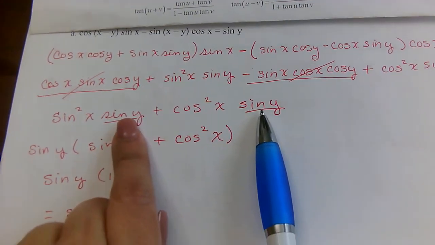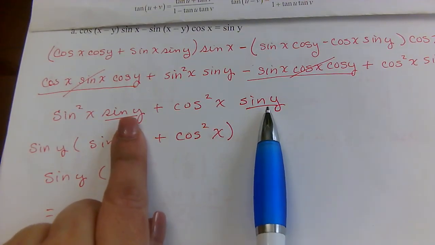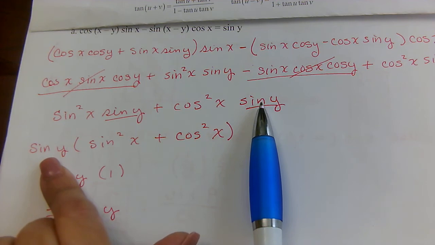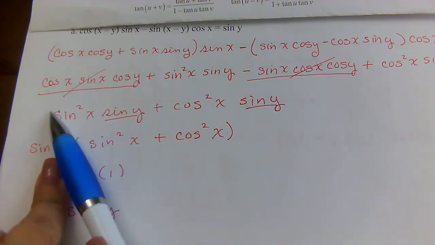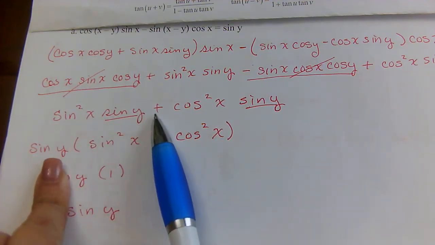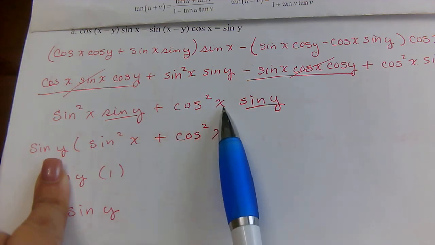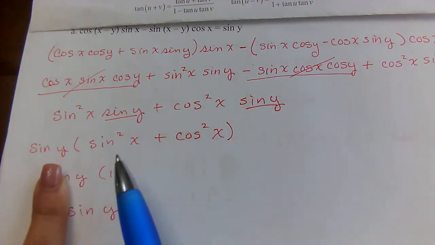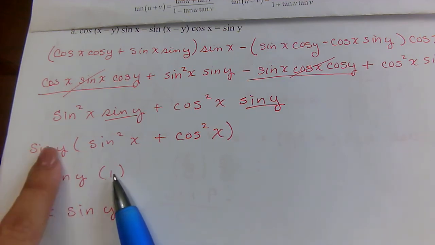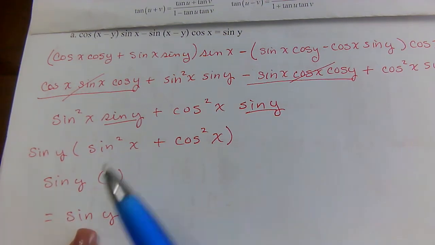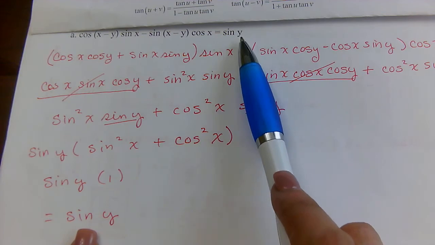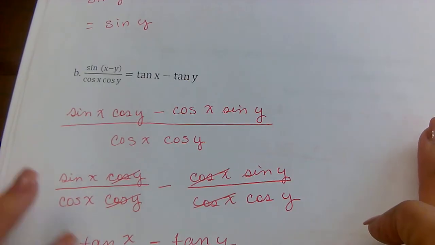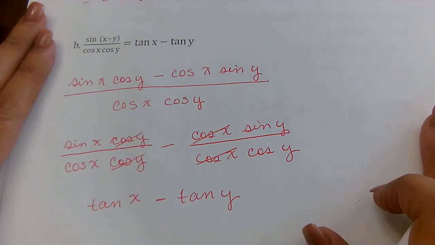Noticing that I have a sine in common with both of these terms, I go ahead and factor that out, leaving me with just a sine squared x plus a cosine squared x. And what is sine squared x plus cosine squared x? Hopefully you said 1, so that leaves me with just sine y, which is what is equal to the other side of the equation. So let's do the last problem, part B.